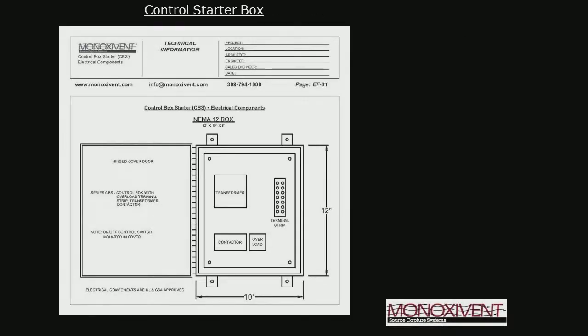We can do starter boxes as well for 3-phase or single-phase. Now, a lot of times the electrical contractor provides these, but we have seen instances also where we are asked to provide them. We can do these. Again, primarily it's for 3-phase power, but we have done some for single phase. The standard box is a NEMA 12, which is good for indoor mounting. We provide the transformer, the contactor, the overload, and the terminal strip inside the box, and a simple on-off switch in the door.